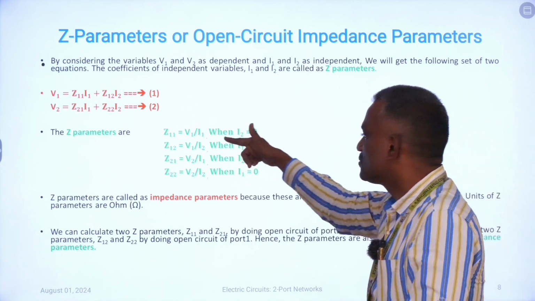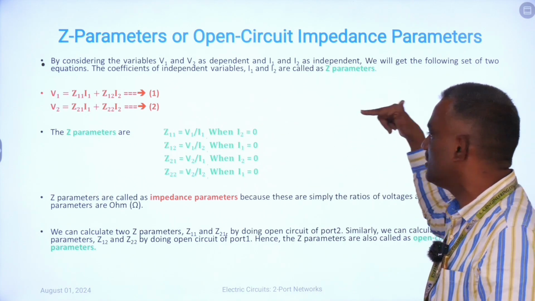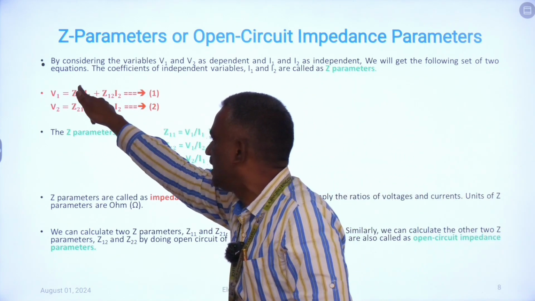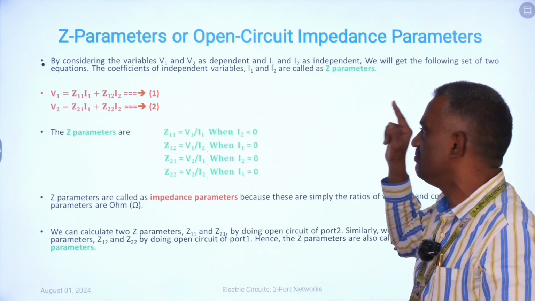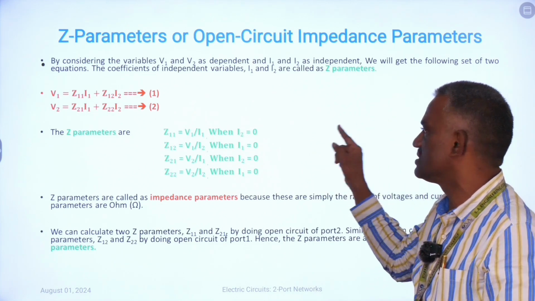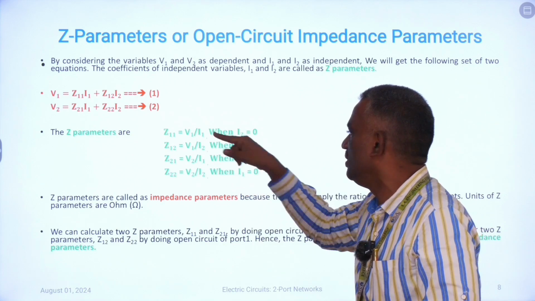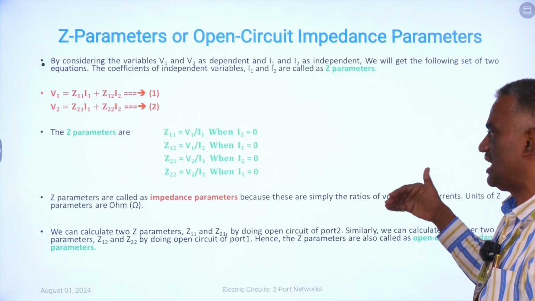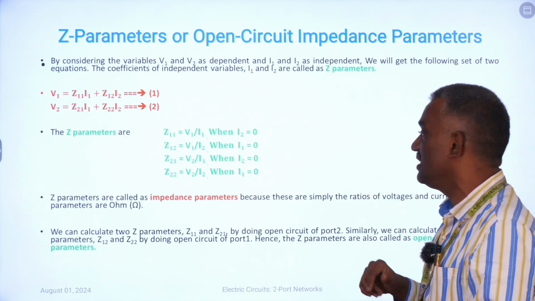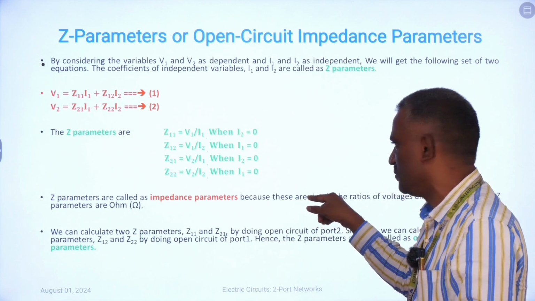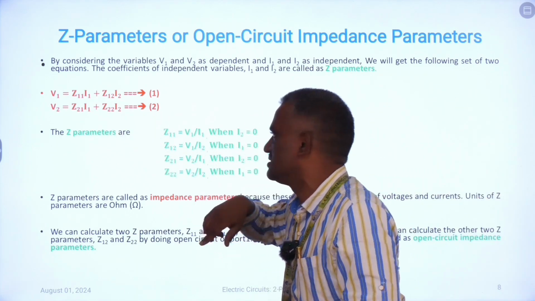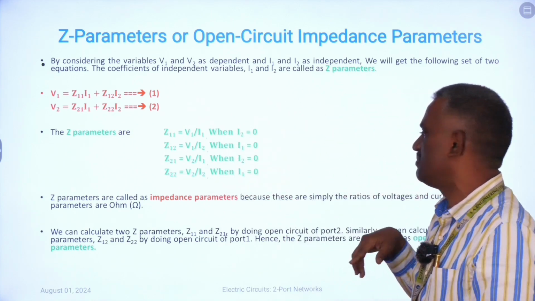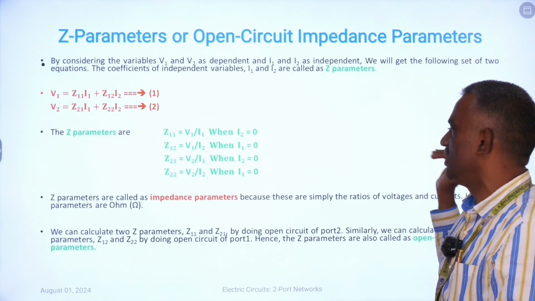The next one is Z12. Here I am making my I1 as 0. When I make I1 as 0, this term will vanish and this will exist. So V1 will be equal to Z12 I2, which means Z12 is equal to V1 by I2. This is the case when I1 is 0. Then the third parameter, Z21: I am making I2 as 0. When I make I2 as 0, this term will vanish, this will exist, so I'll get V2 equal to Z21 I1. As a result, Z21 is equal to V2 by I1.